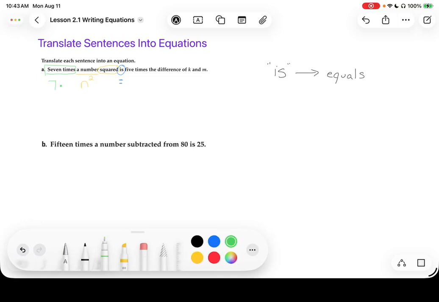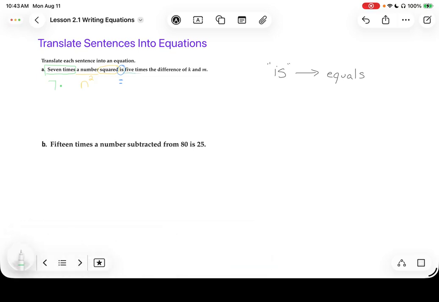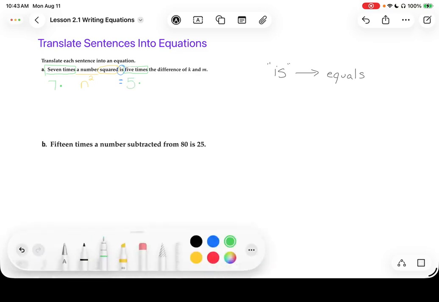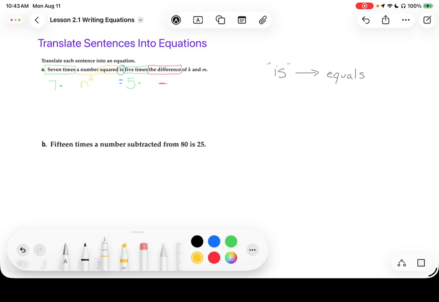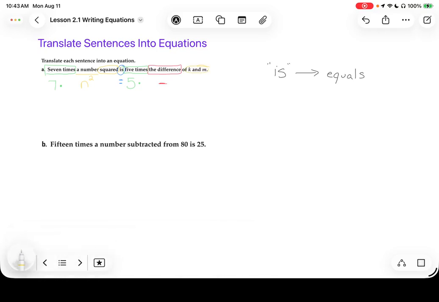Our right side starts off very similar to the left side. It starts off with 5 times. So 5 multiplied by, so we'll do 5 times. And now comes another math vocabulary word, the difference. And difference, if you're unfamiliar, means subtraction. Difference means we are subtracting some stuff. What are we subtracting? Well, we're subtracting k and m. And here we've got variables, but we don't get to choose. We're just told the variables are k and m.